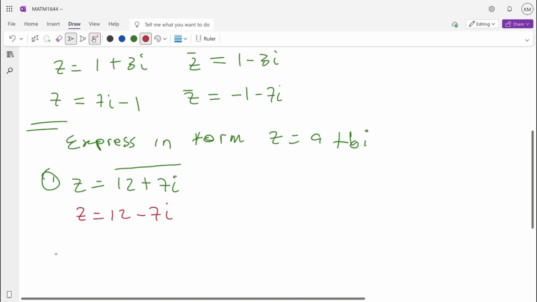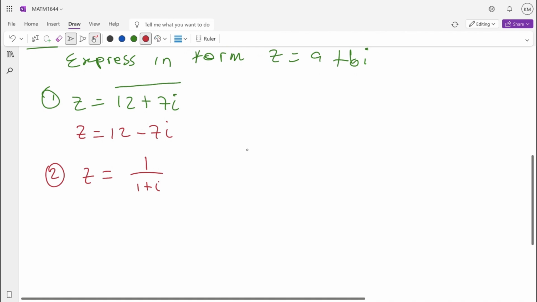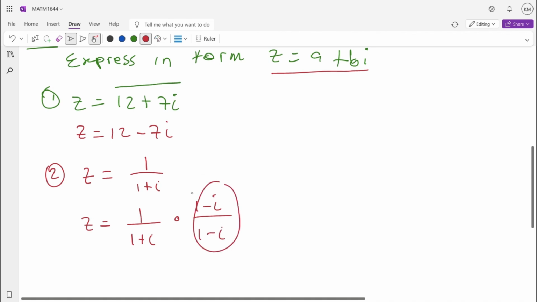Let's look at another one. Say you are given Z equals 1 over 1 plus i. How do you write this in the form a plus bi? You just multiply by the conjugate of the denominator. So Z equals 1 over 1 plus i, times 1 minus i over 1 minus i. This is the idea of just multiplying by 1. The reason we do that is to get rid of the complex number i at the bottom.